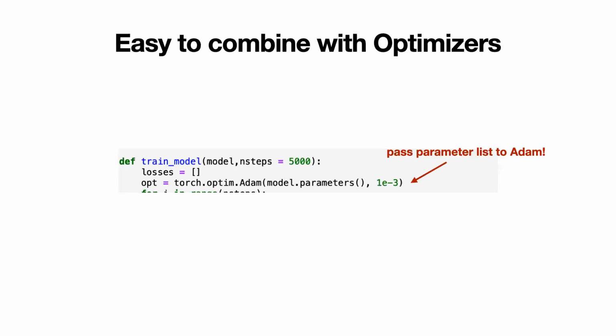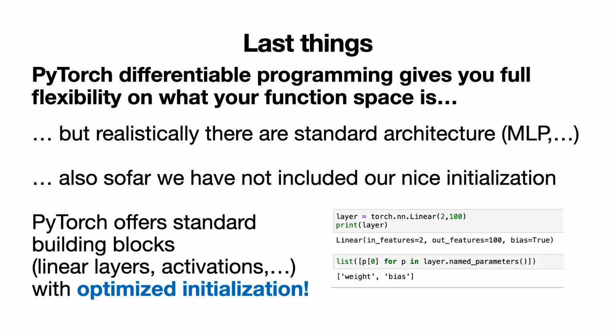Okay, so one of the nice things, as I said, once we get access to the parameters, we can just stick them into our optimizer. So great. And now the last couple of things. It's nice that PyTorch gives you this entire view of differentiable programming. If you want to do machine learning research, it's useful because you want to try different types of architectures and so on. But realistically, there are lots of standard architectures that you want to reuse.